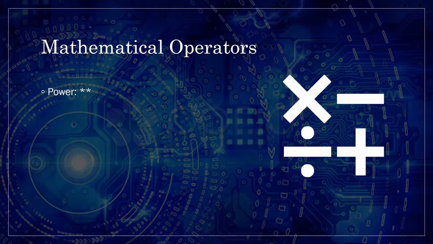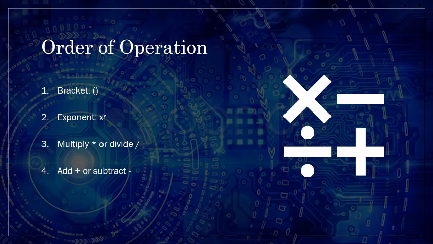The last operator I want to introduce is the power operator. This operator is represented by 2 asterisks, and you can read it as "to the power of." So, 3 to the power of 2 is written as 3 double asterisk 2. Pretty intuitive, right? Now you know how to operate on integers and floats. Just remember to keep in mind the order of operations.